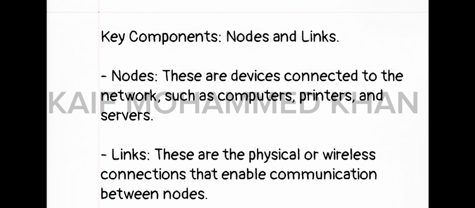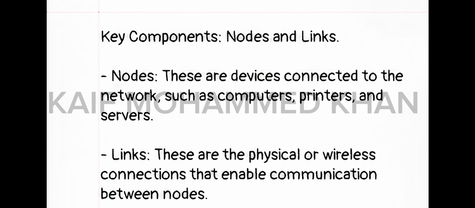Now let's understand the key components of computer networks, that is nodes and links. What are nodes and what are links? Nodes are devices that are connected to the network, such as computers, printers and servers. Nodes means the devices. You can understand it simply. These are the devices through which the network is created, like computers, printers or servers. These are the physical aspect of the device in which the network is made from this device to another device.